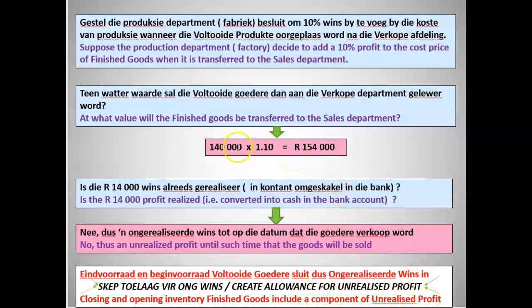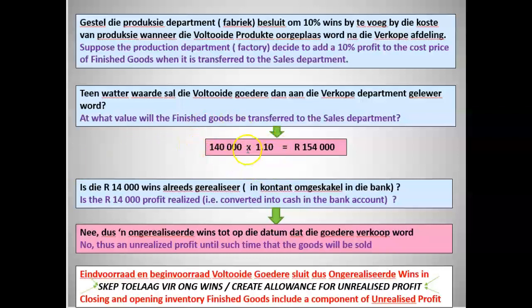The finished goods account lies in the sales department. According to the sales department, the cost price of these goods that they've received was 154,000. We know it wasn't. But when they value their opening inventory and their closing inventory, that is also going to be a blown up figure with a 10% unrealized profit included. Therefore, think about an inventory account. Opening inventory will have an unrealized component. Cost of finished goods will have an unrealized profit component. On the credit side, closing inventory will have an unrealized profit component.